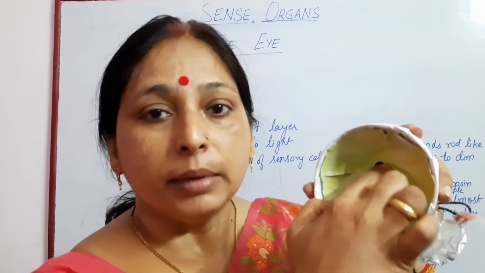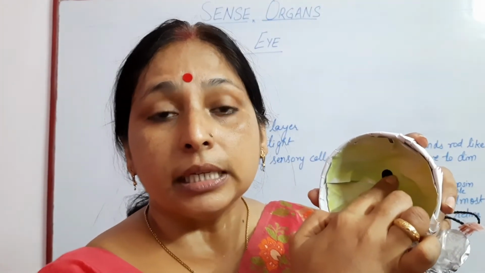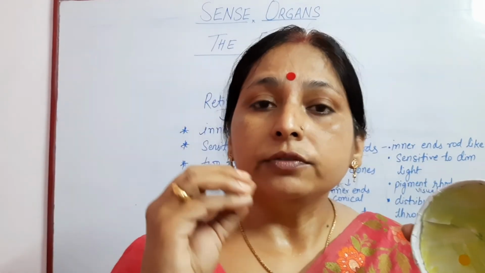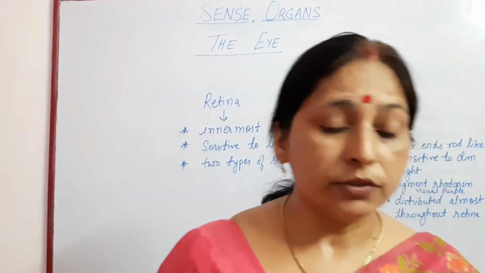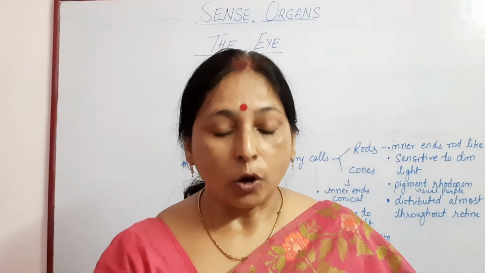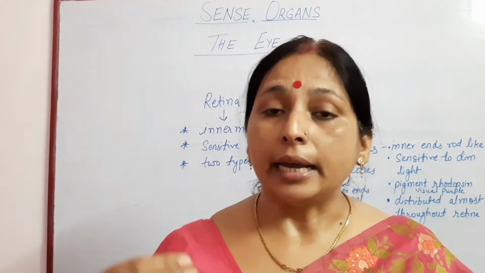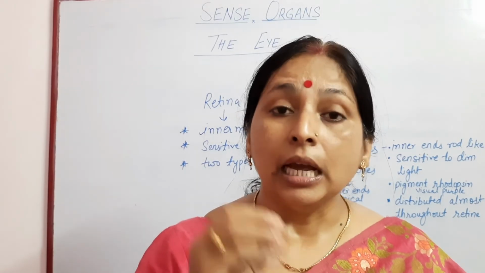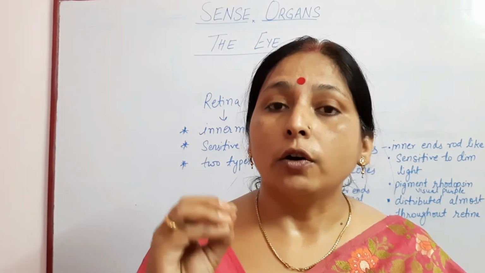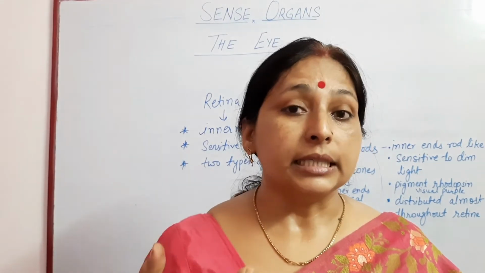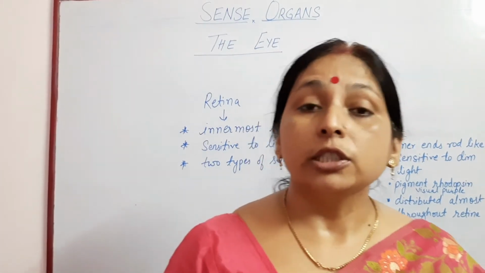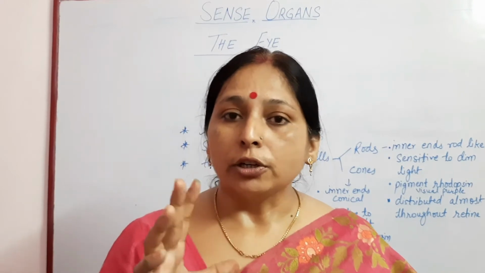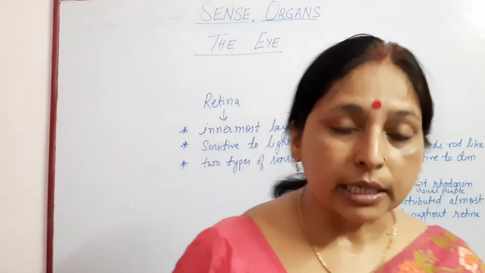This area, the black spot that you can see, is the blind spot, from where the nerve cells arise, and the optic nerves leave the eyeball. At that area no sensory cells are present, which shows the area of no vision. So that is the area of no vision or blind spot. So this is all about the structure of the eye, which I have explained with the help of this model.